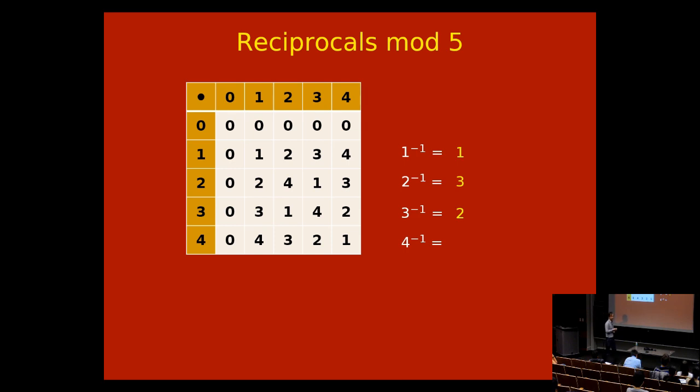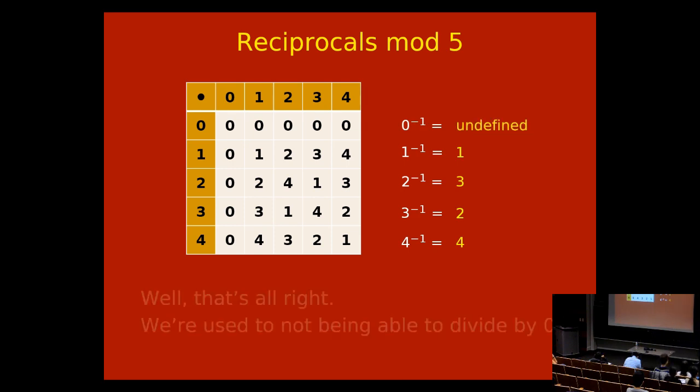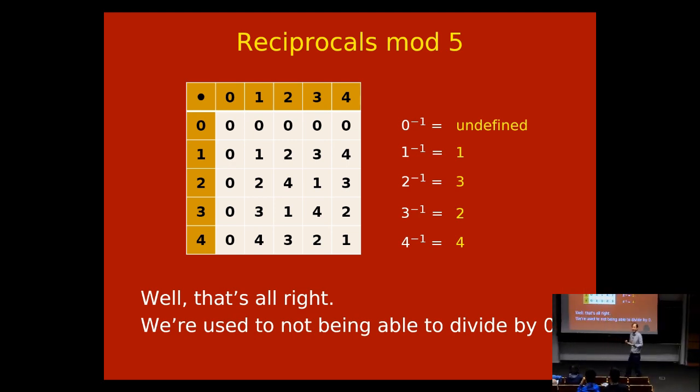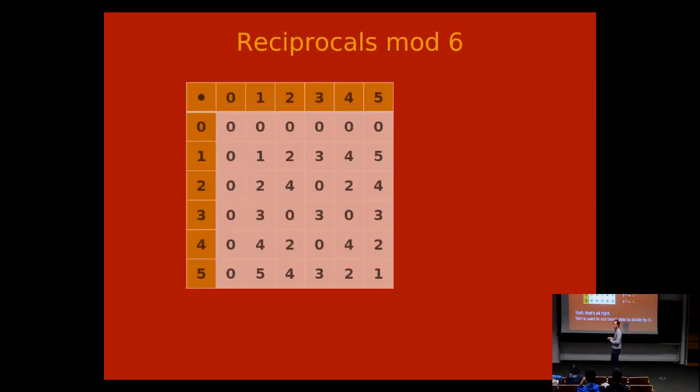It's 4. Thank you. Well, 0's reciprocal is undefined, because there is no 1 in this row. But that's OK, right? We're used to not being able to divide by 0. So we're like, yeah, of course. You can't divide by 0, so you know it's fine that there's no 0 inverse. So everything looks more or less cool so far.